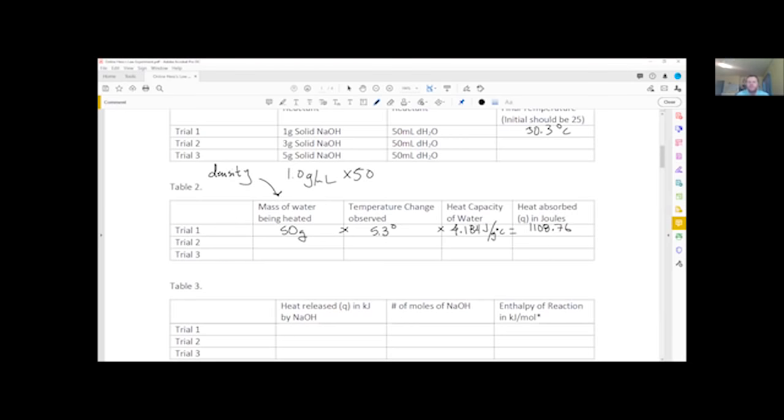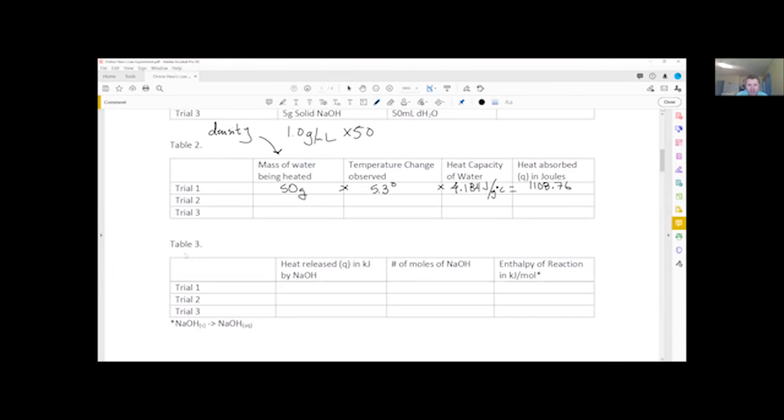Okay, so whenever you're talking about a reaction giving off heat or absorbing heat, it's always important to think about, well, is it positive or negative? An exothermic reaction, so something that gives off heat, is going to be negative. If something is absorbing heat, in this case, water is absorbing the heat of the reaction, and that would therefore be positive. Okay, so table 2, trial 1 is done. We're going to jump down and use something from that table 2, trial 1 in table number 3.